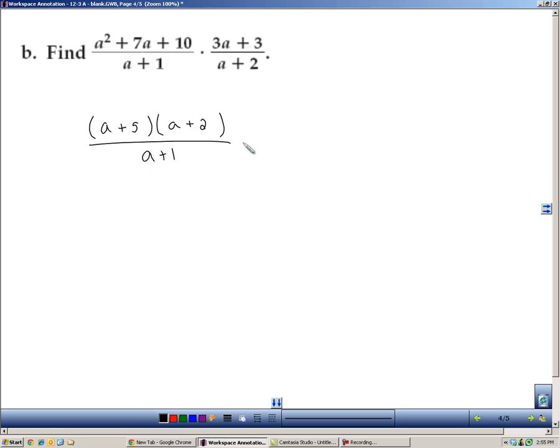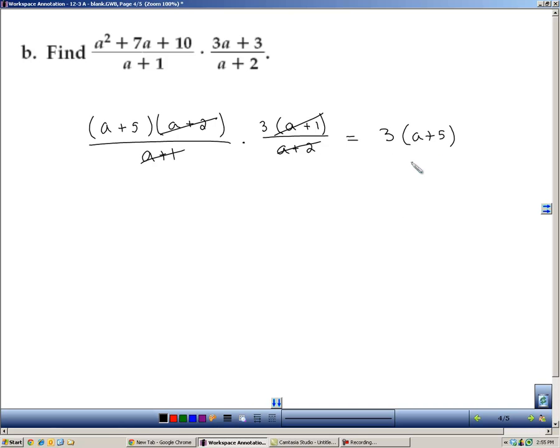Here a plus 1, and then over on this side, this top has a GCF of 3 that I can pull out, and you should do that. You should try to factor in any way that you possibly can. And so now that everything is factored, everything is broken up into groups, I want to look for things that will cancel. Well, I see an a plus 2 and an a plus 2, a plus 1 and an a plus 1, leaving me with 3 times a plus 5.